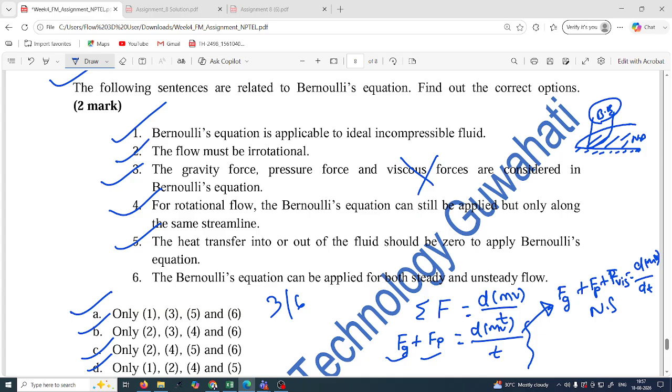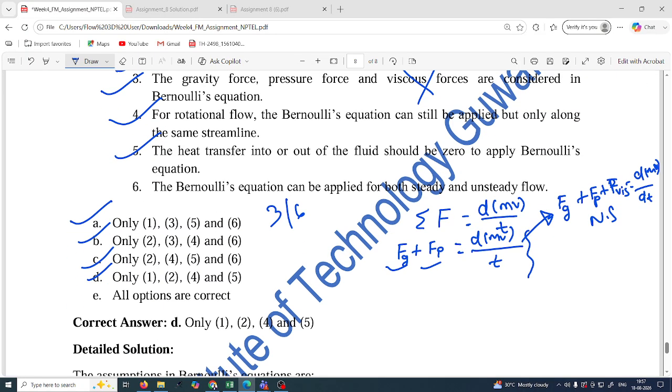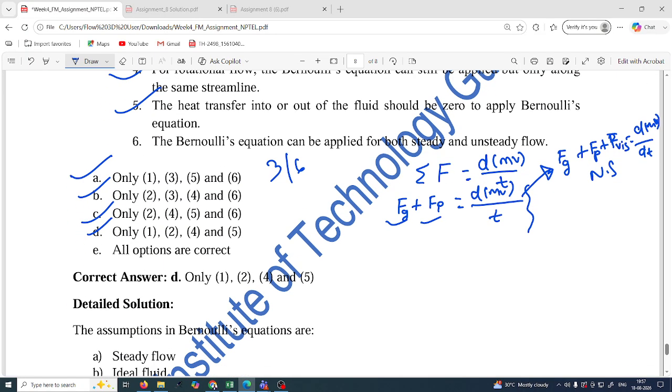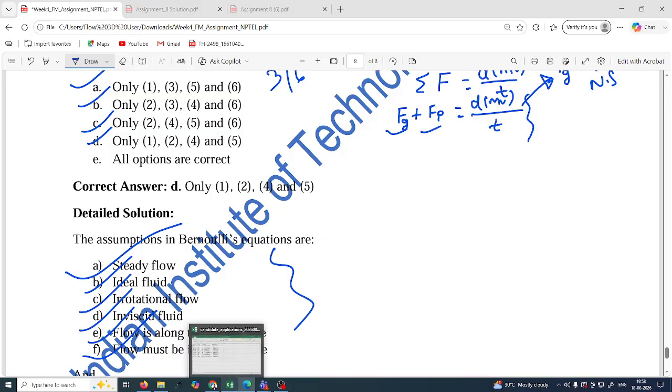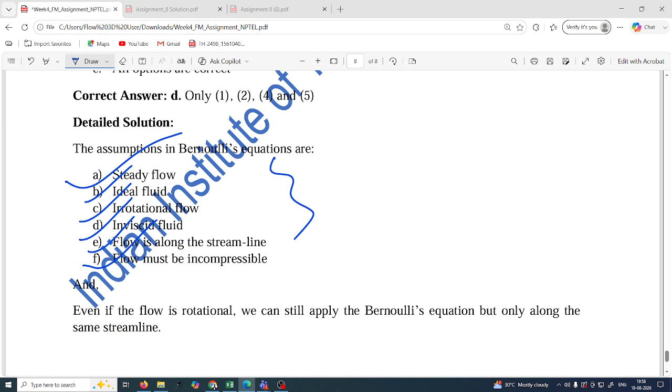So okay, anyway, about the question, you are telling not 6, the Bernoulli equation can be applied for both steady and unsteady flow. So you are telling option 3 and 6 are not correct and all the others are correct. Yes, all are correct. Why is 6 not? Because this is the first assumption for the Bernoulli equation. The flow should be steady, should be ideal, irrotational, inviscid. Flow is along a streamline. Flow must be incompressible. These are the assumptions. So always remember, please. So hope you understand the things.